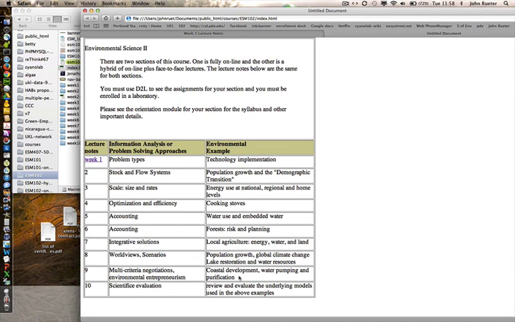And in week 10, we're going to come back and look at scientific evaluation, which is to review the underlying models and assumptions we made in any of these environmental examples and see how they hold up. And so, for example, how would you scientifically evaluate population growth as it relates to local agriculture? You know, you're bringing in several different types of models. How do you compare those?